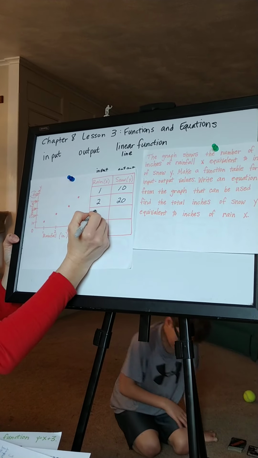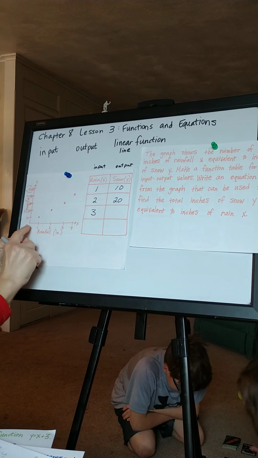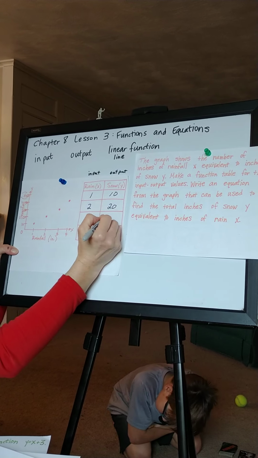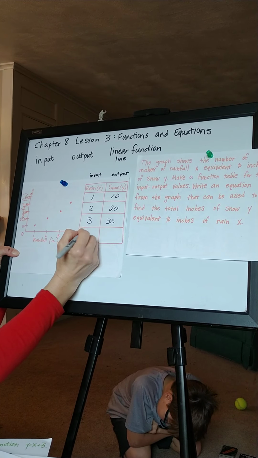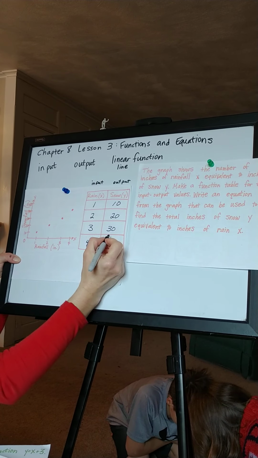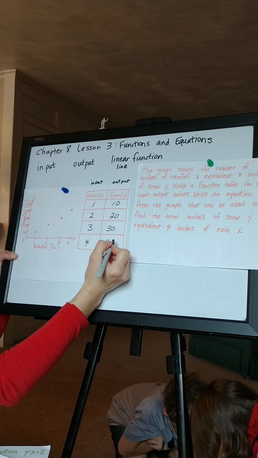What if we had 3 inches of rain? How many inches of snowfall would that be? 30. What if we had 4 inches of rain? It would be equal to, you probably figured that out, 40 inches of snow.